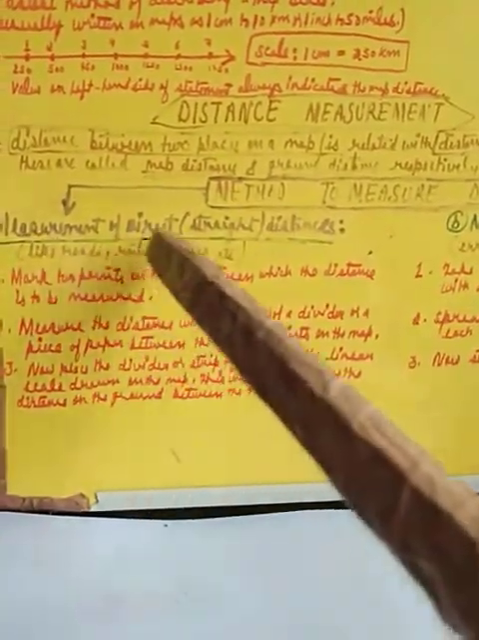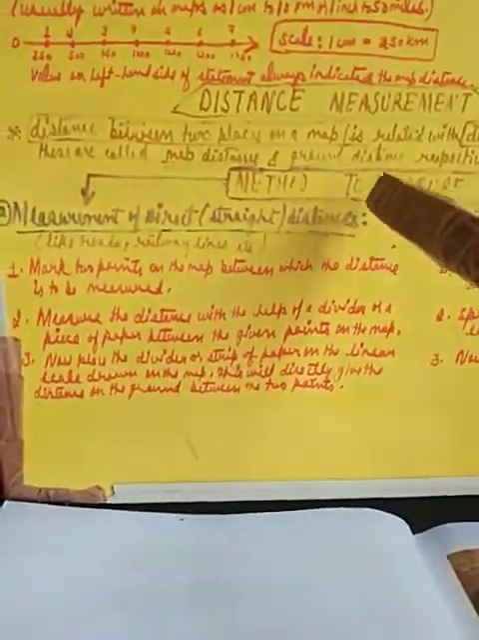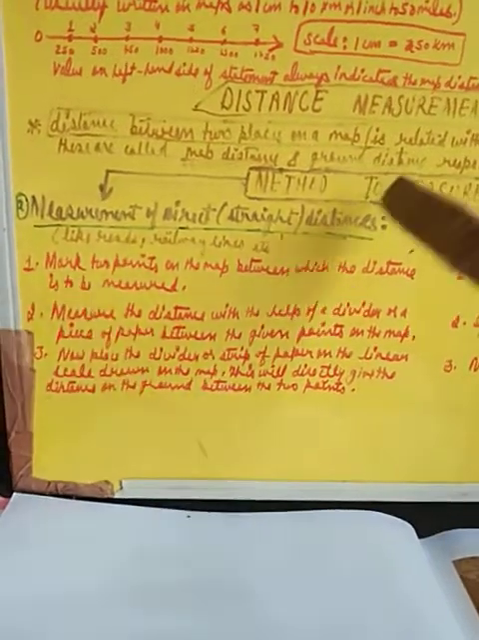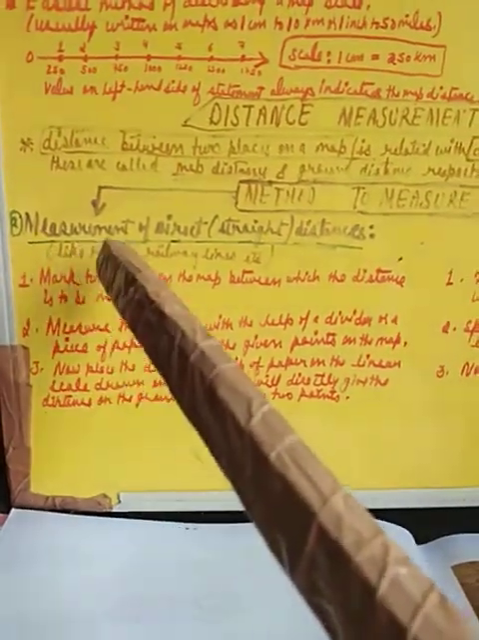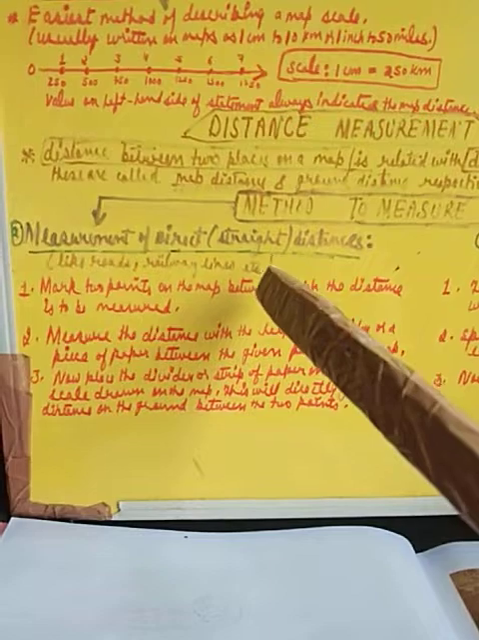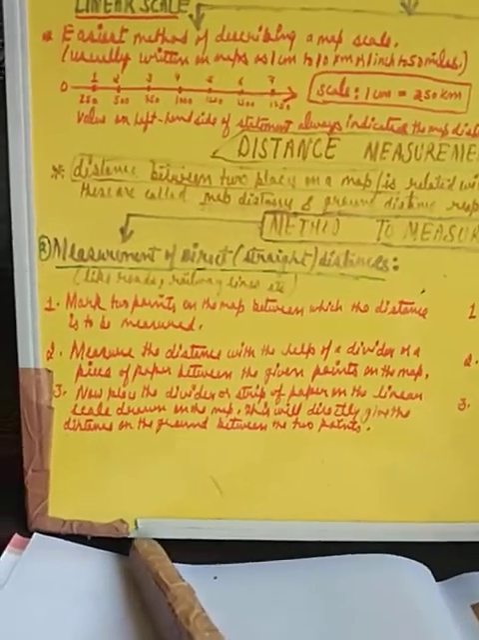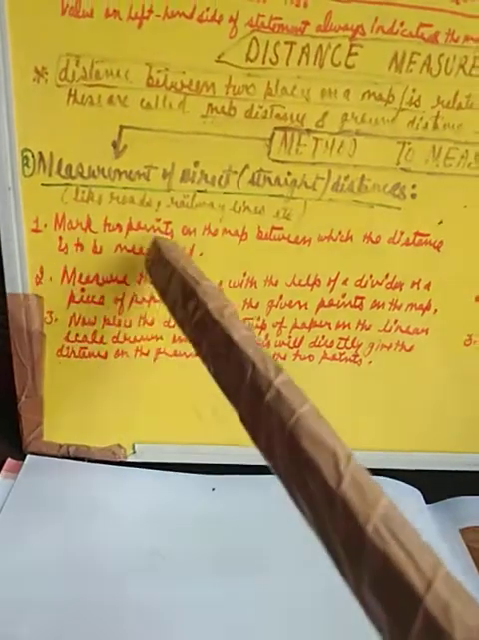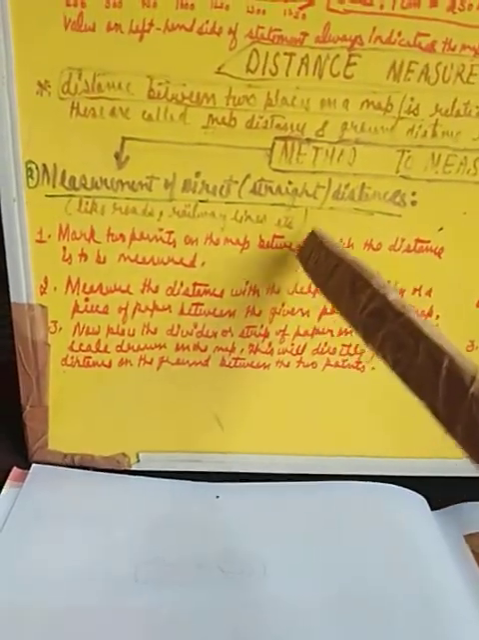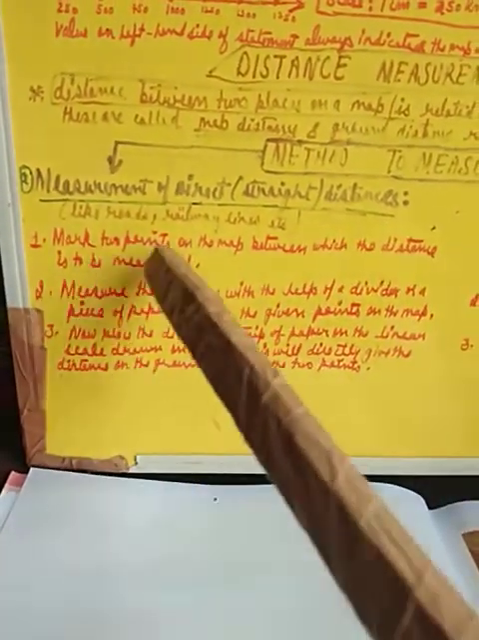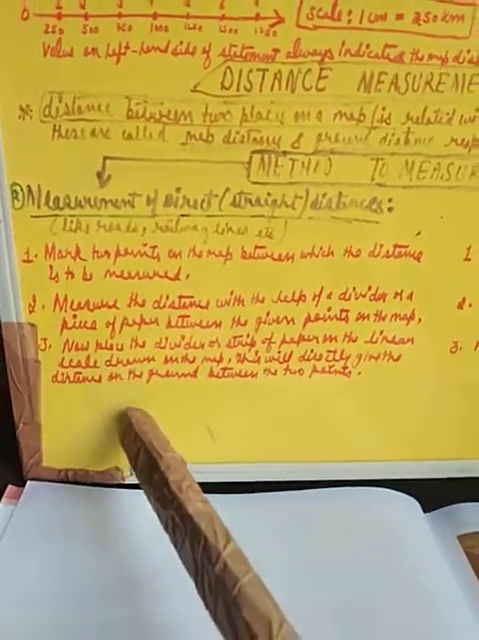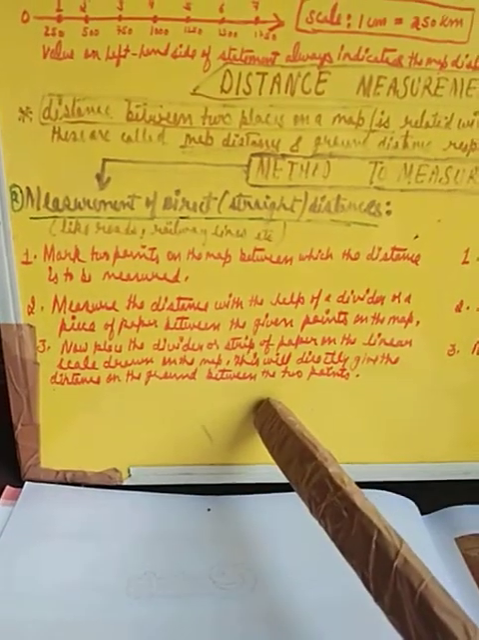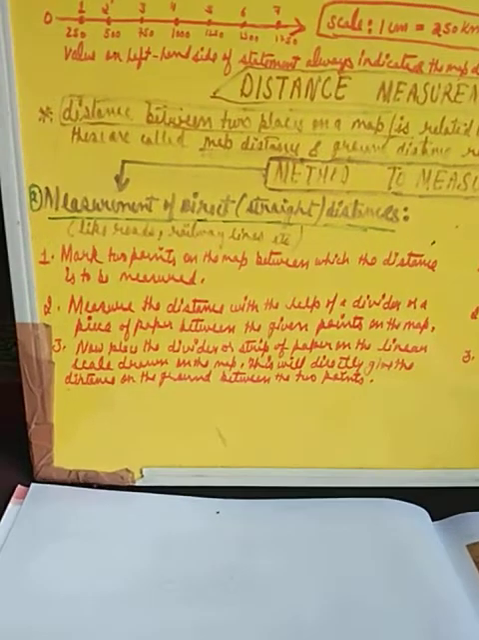First one is measurement of direct or straight distance. When you have to measure things like roads, railway lines, etc., then we use this method. When you use this method, first of all you have to mark 2 points on the map between which the distance is to be measured.